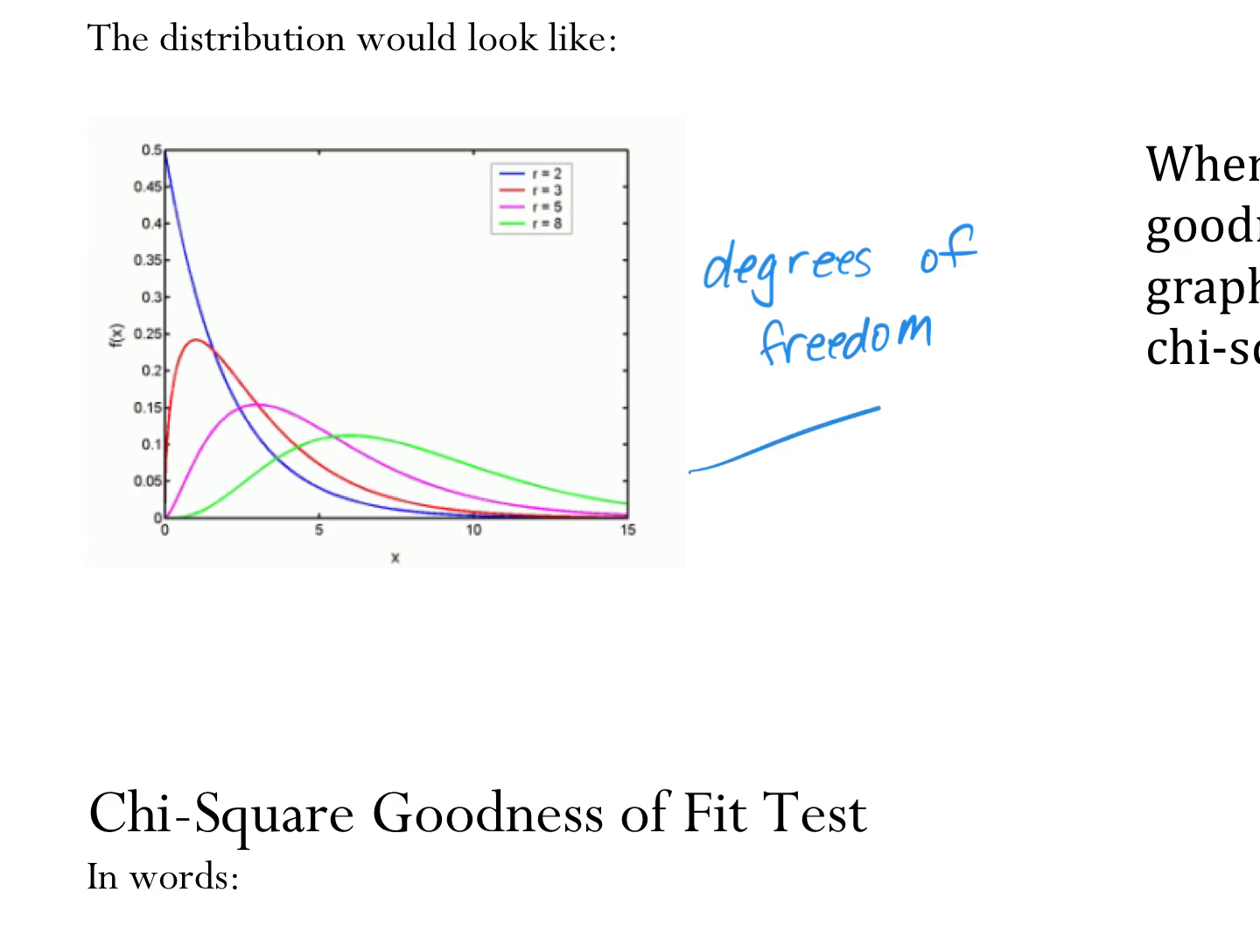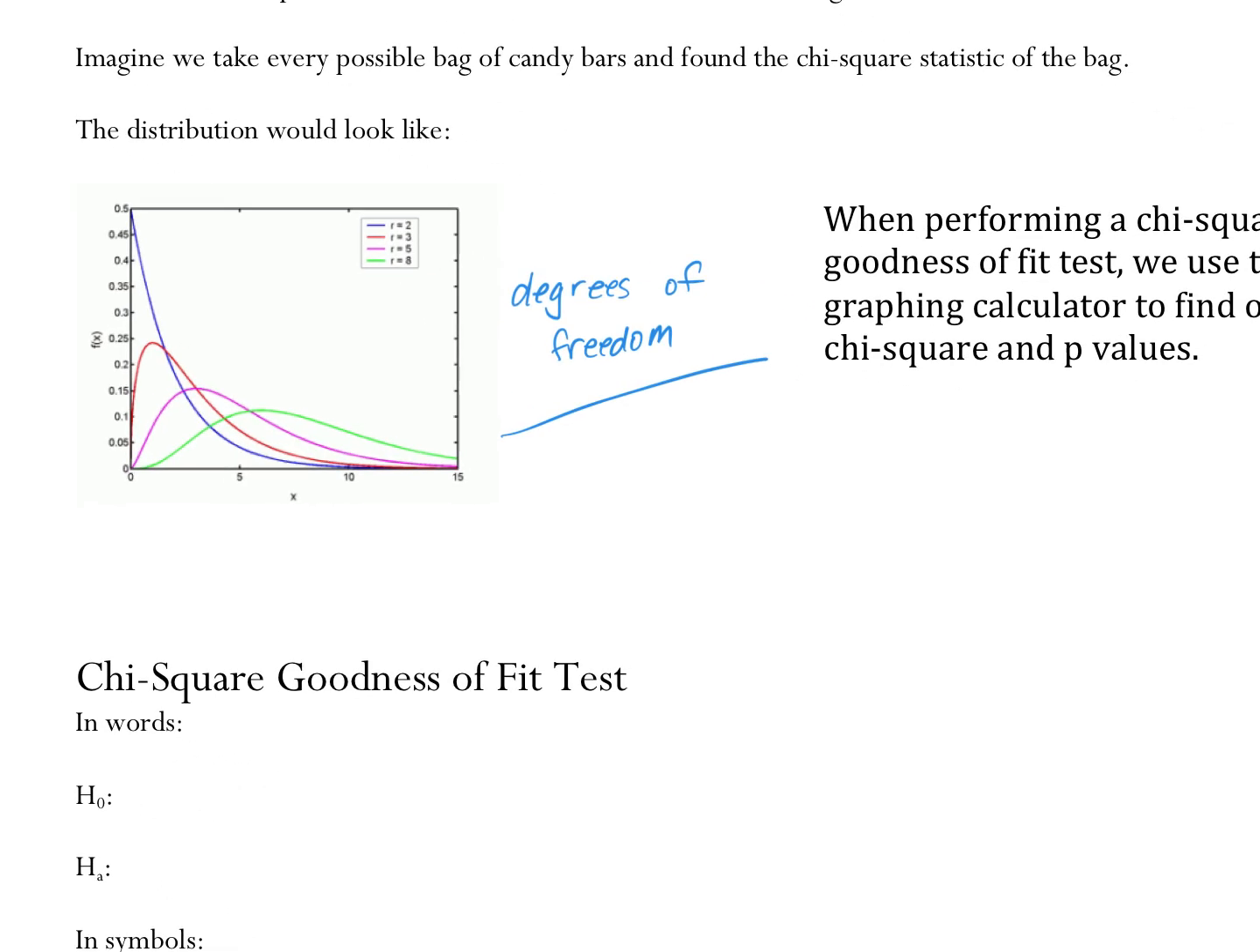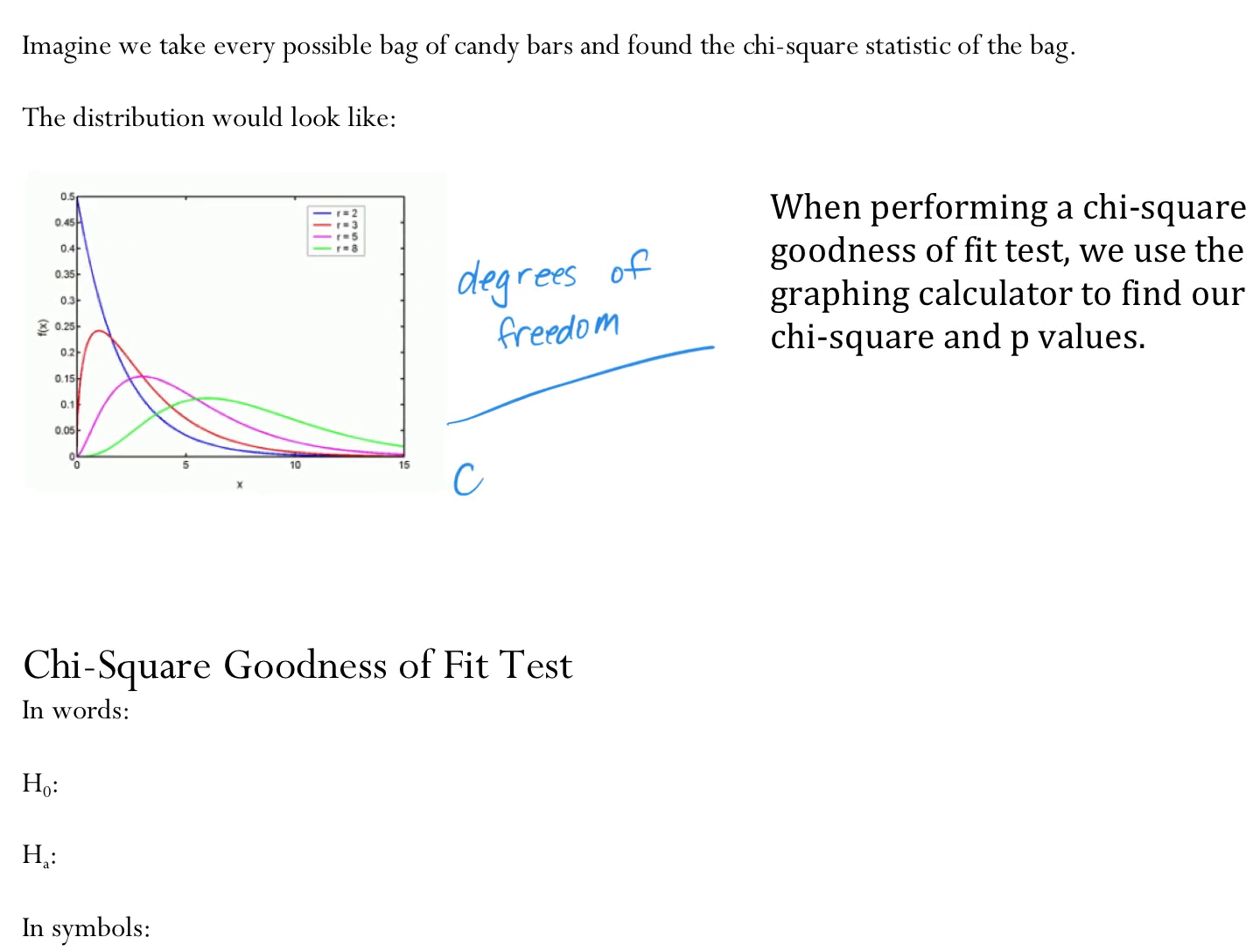Okay, so for the test that we're currently doing, the chi-squared goodness of fit test, our degrees of freedom will be our number of categories minus 1. So in this case, my degrees of freedom is going to be 3, because we had 4 categories minus 1.